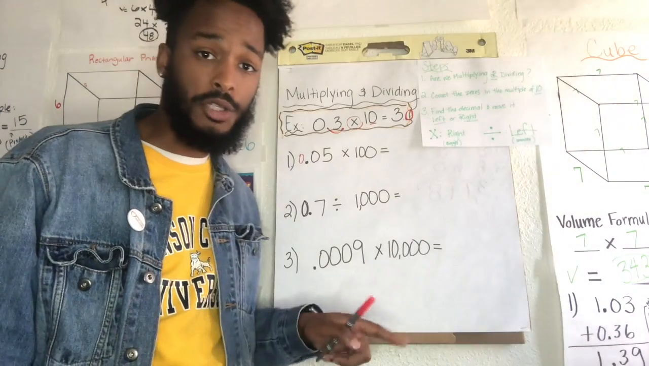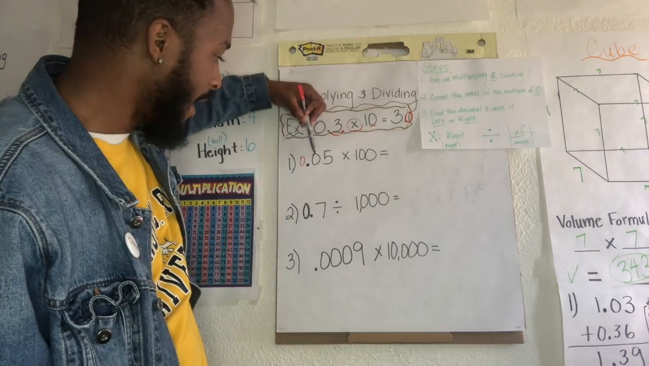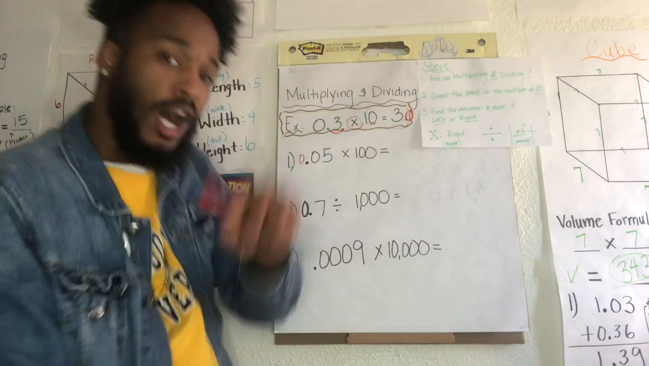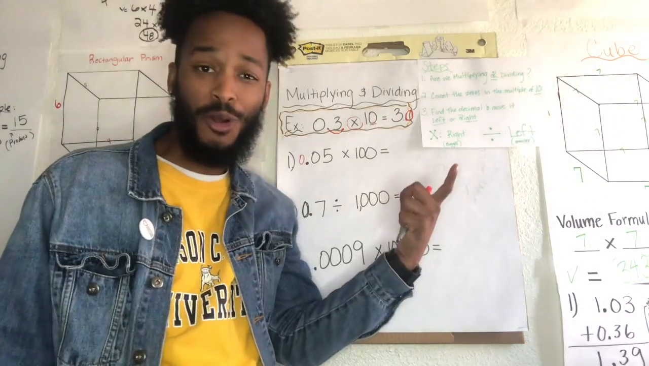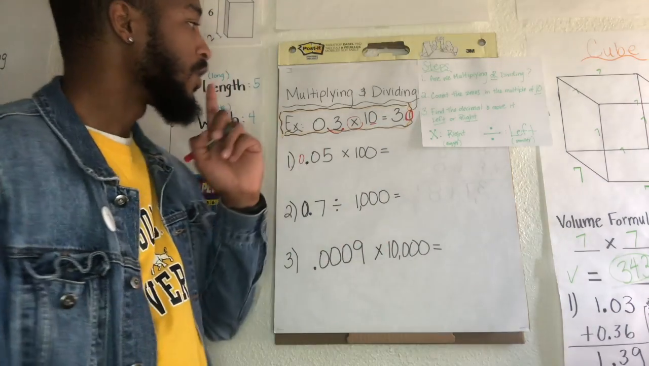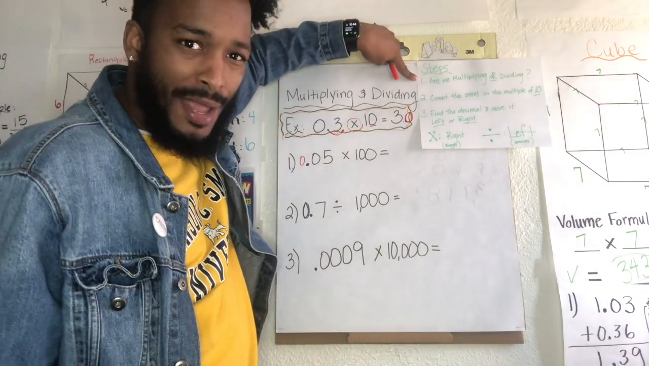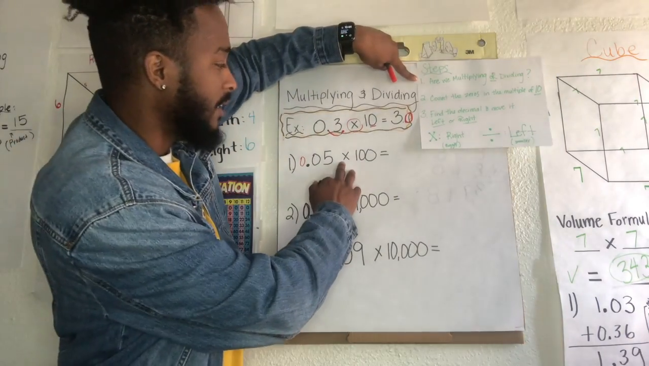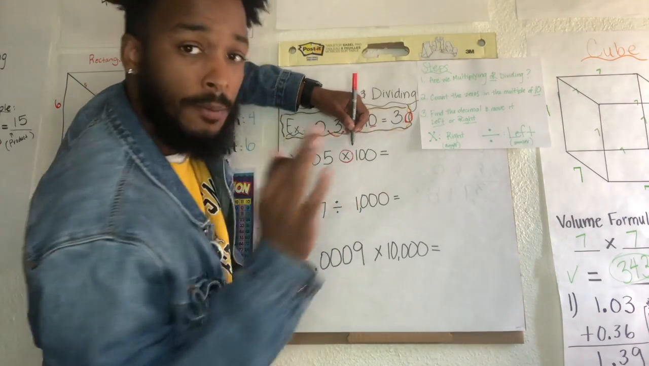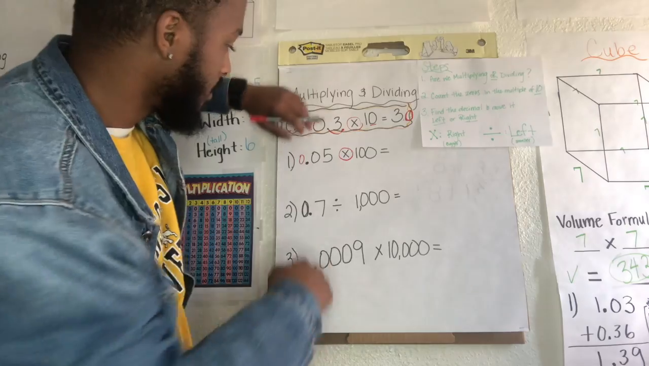0.05 times 100. Or we read that as 5 hundredths. It's a weird word, but 5 hundredths times 100. So my first step, are we multiplying or dividing? That x tells us we are multiplying. If you said multiplying, you already know this.